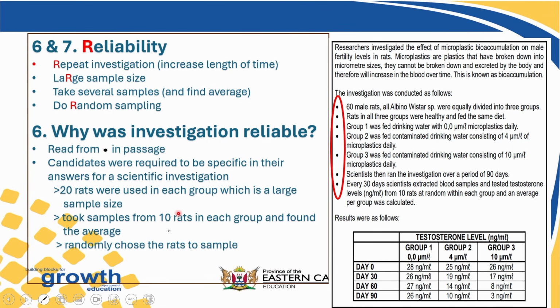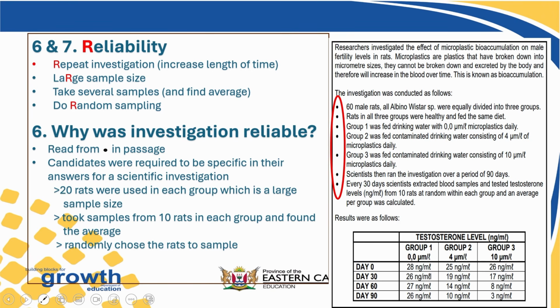Remember, scientific investigation questions are level D questions. They involve analyzing and synthesizing. So we need to be able to apply to the investigation that we are given in the question paper. So in this investigation, I had 20 rats, which is a large sample size. I took 10 rats and took a sample from each one. And I chose the rats randomly to sample.